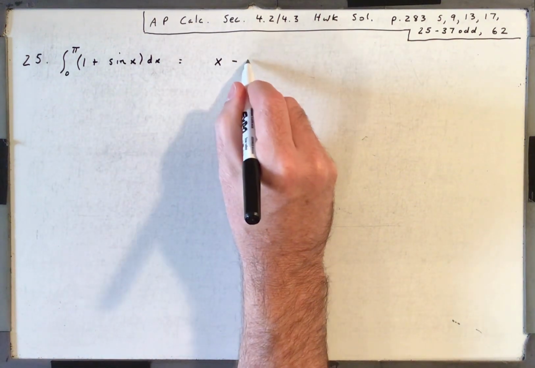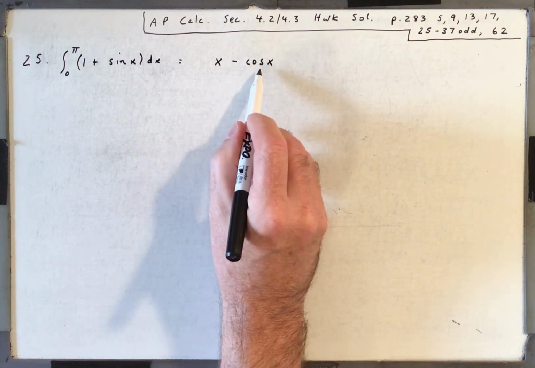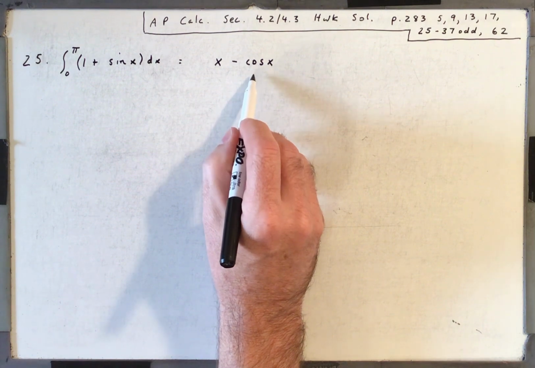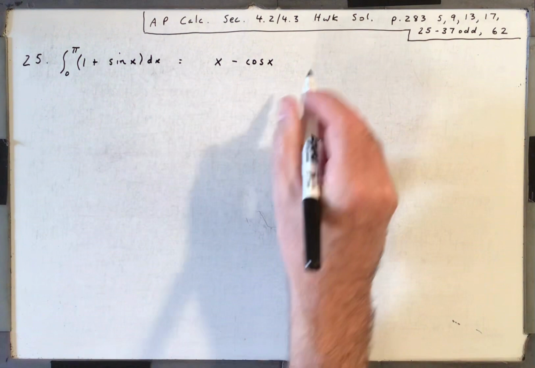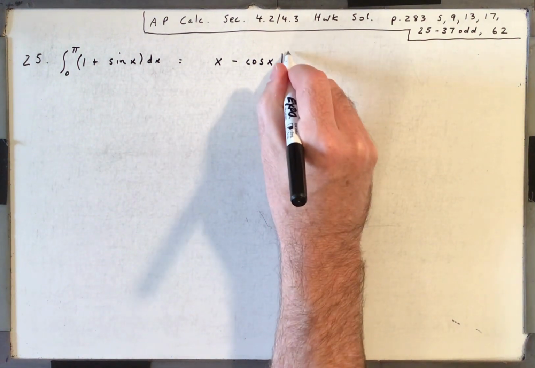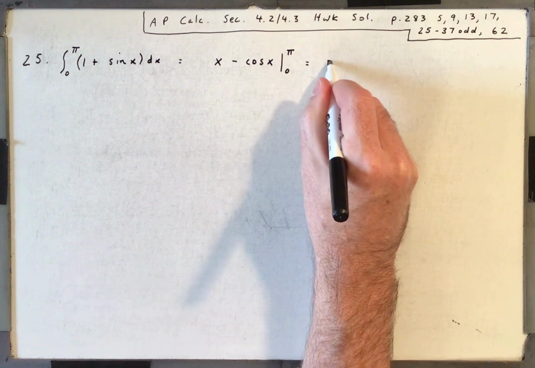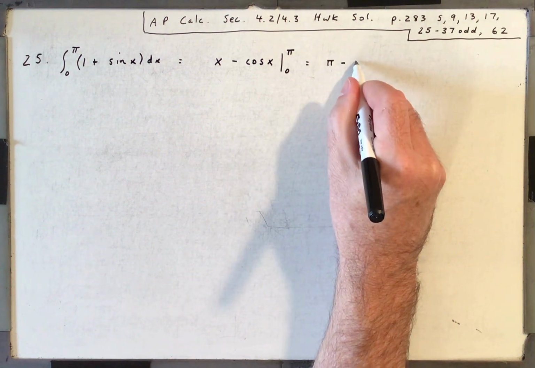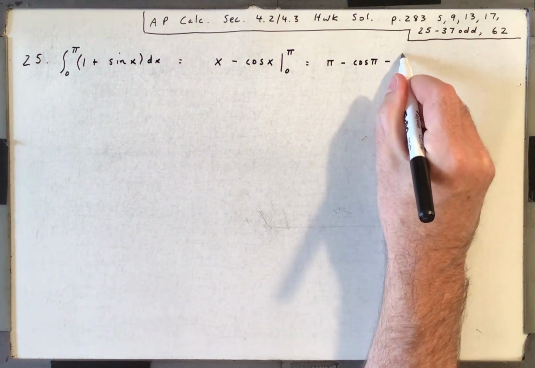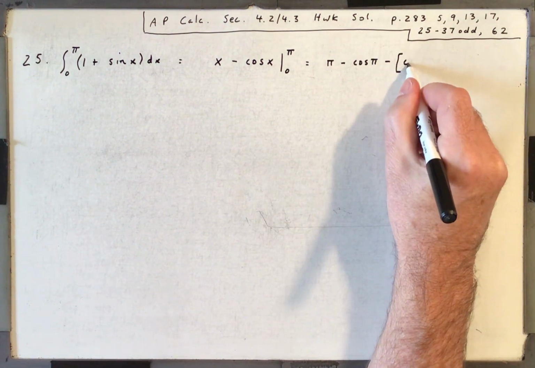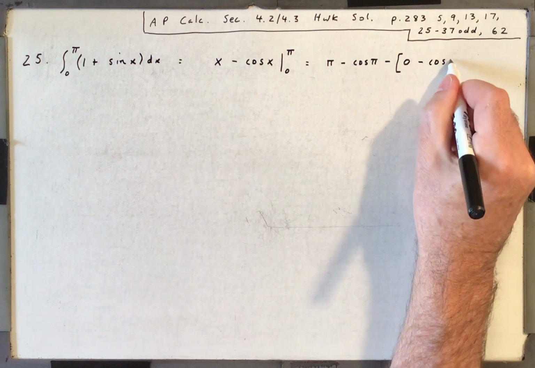be minus cosine x. Let me take the derivative in my head real quick, but the derivative of cosine is minus sine, so minus minus would make that a plus there. We're going from 0 to pi. So that's going to be pi minus cosine pi minus, let's put a bracket, 0, plugging in 0, minus cosine of 0.